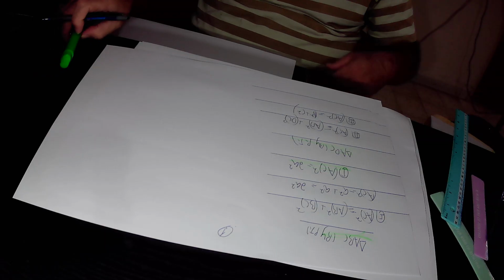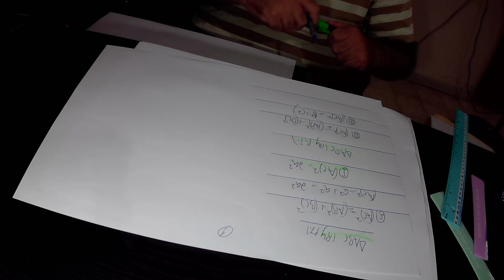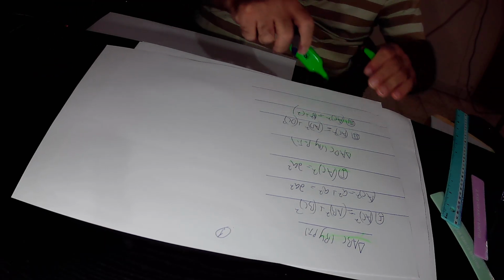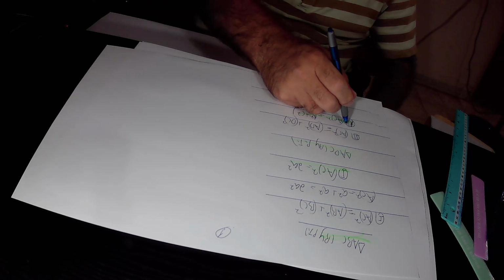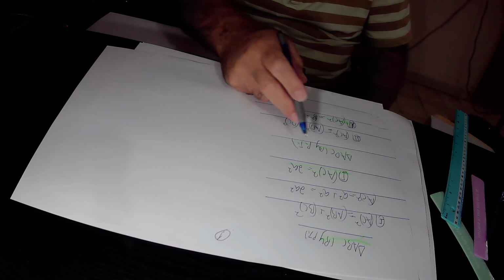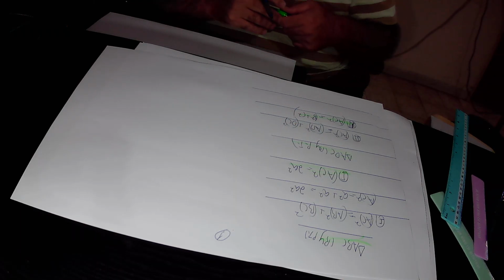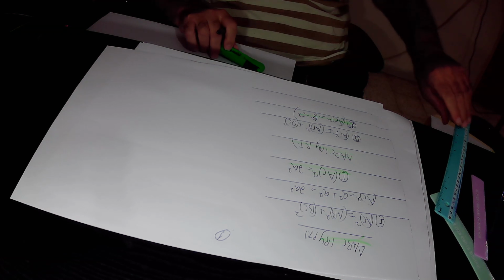Well, according to equation 1, we found out that AC squared equals 2a squared. So in the next step, we will derive equation 3.